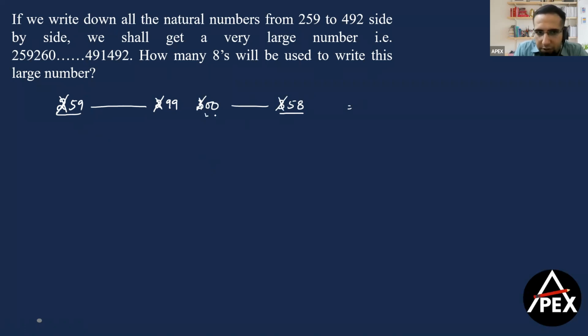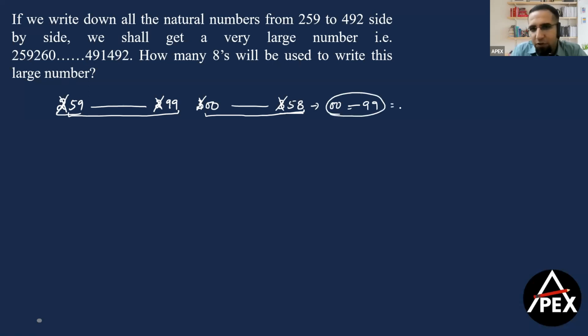Now, if you observe, this is from 00 till 58. And this is from 59 to 99. So I'm writing all the numbers from 00 till 99. How many times does the digit 8 appear? 20 times. Similarly, I go from 359 till 458.